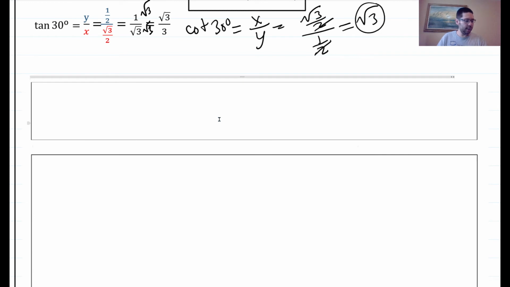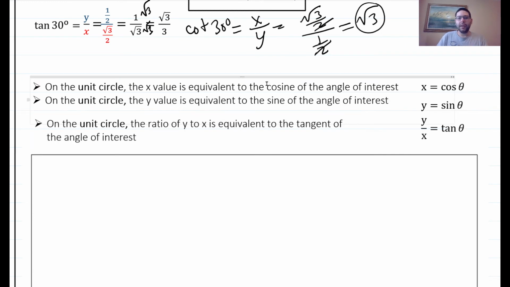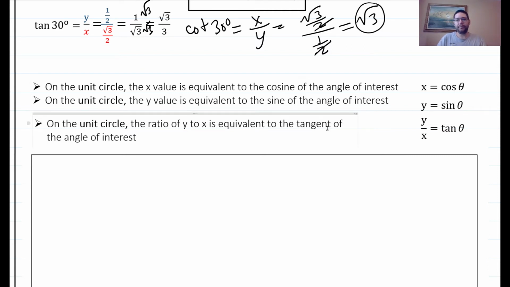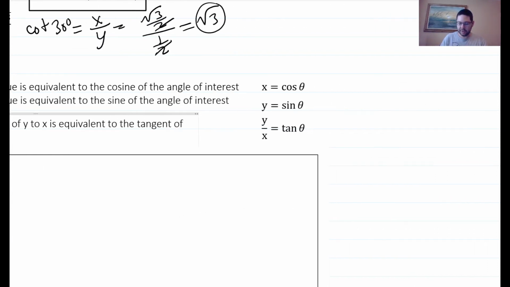All right, so let's basically summarize what we talked about. To find on the unit circle, the x value is equivalent to the cosine of the angle of interest. So x is equal to cosine of theta. On the unit circle, the y value is equivalent to the sine of theta. On the unit circle, the ratio of y to x is equivalent to the tangent. And then we'll go ahead and summarize the other trig functions.